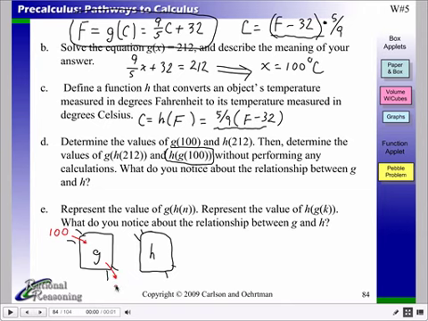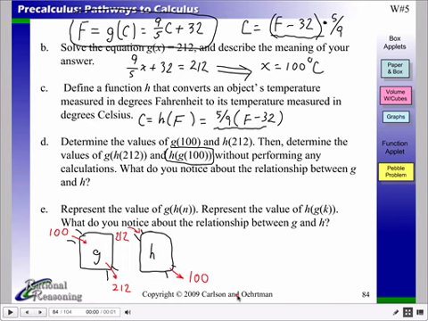We know that, right? It's 212. That's what we found right here, that if 100 goes into G, 212 comes out. So now it says take that 212 and do what? Put it into H, right? And what's H going to do? It's going to switch it back, right?